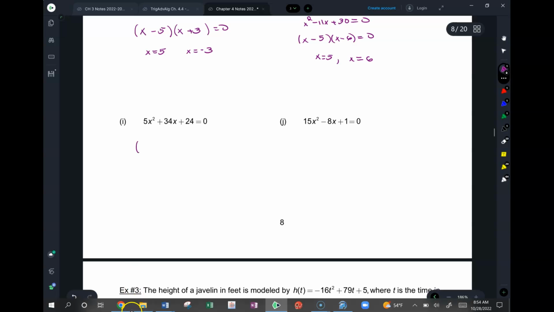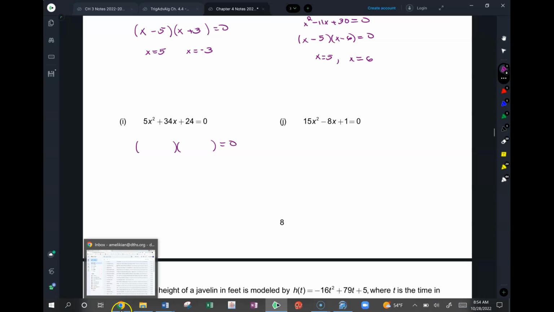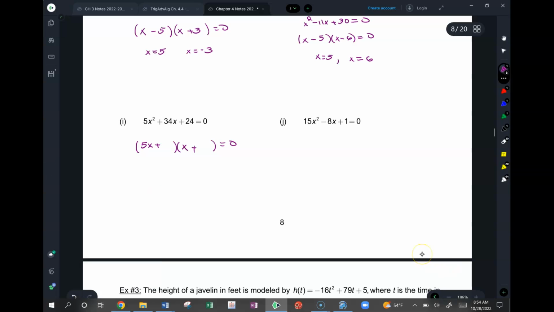Here, again, not a perfect square on both of them. Okay, so I need two numbers to multiply to 5x squared, right? The only way to get that is 5x and x. There is no other way to combine and get a product of 5x squared. They're both pluses, so they're both going to be pluses here. Now I need two numbers that multiply to 24, but when I FOIL, I have to get a 34 for the inside numbers.